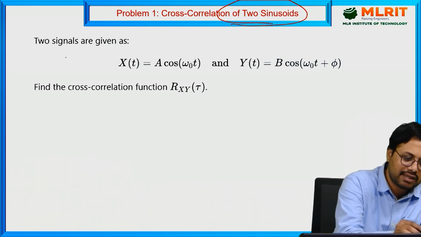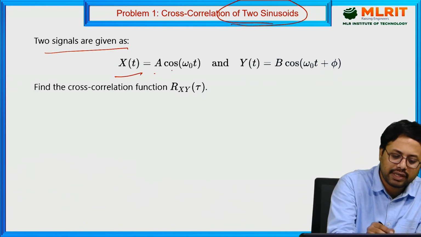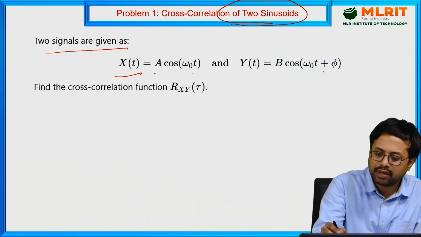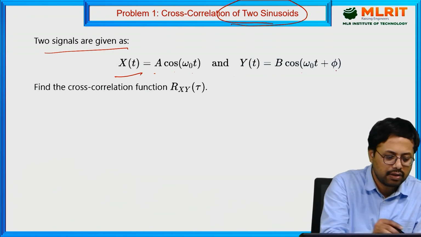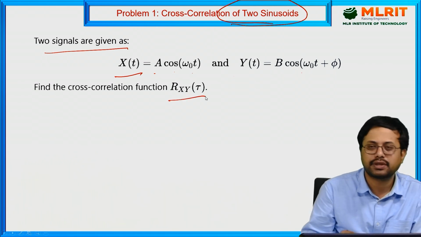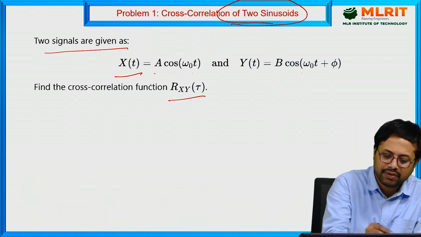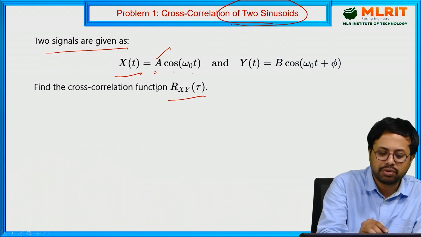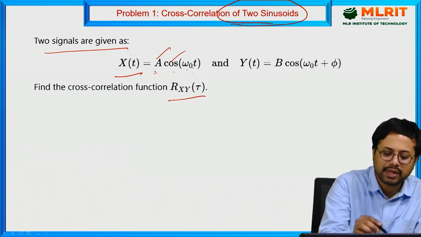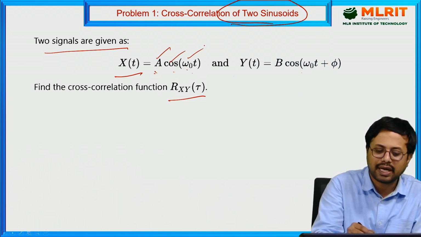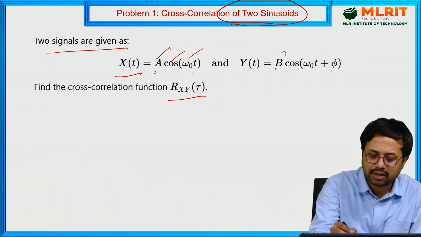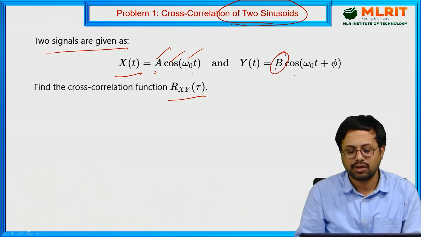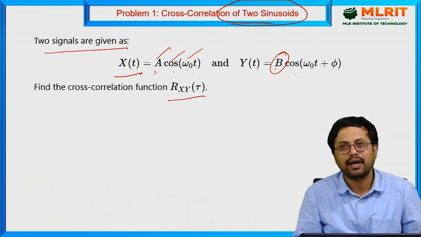Here we discuss the two signals x of t equal to A cos omega naught t and y of t equal to B cos omega naught t plus psi. Find the cross-correlation function, that is, the cross-correlation between two signals. One is A cos, where A is a constant, that is the amplitude. Omega naught is the angular frequency with the time t. B is a constant, cos omega naught t plus tau. You have to find the cross-correlation function, that is Rxy of tau.